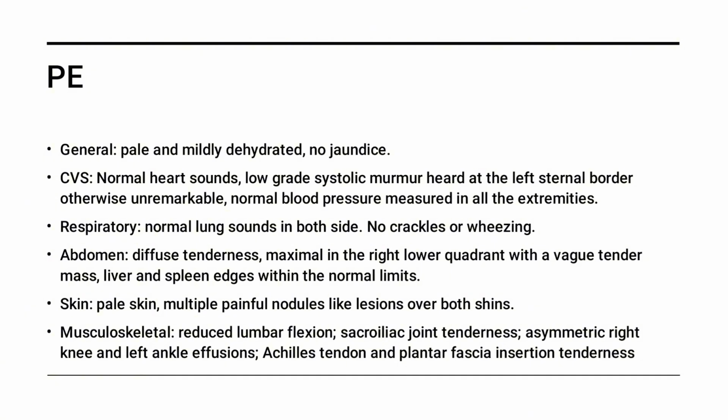Skin shows pale skin with multiple painful nodule-like lesions over both shins. Musculoskeletal shows reduced lumbar flexion, sacroiliac joint tenderness, asymmetric right knee and left ankle effusion, and Achilles tendon and plantar fascia insertion tenderness. As we look here, there are multiple manifestations: abdomen, extremities, skin, etc. According to this physical examination, we will start to form our differentials.